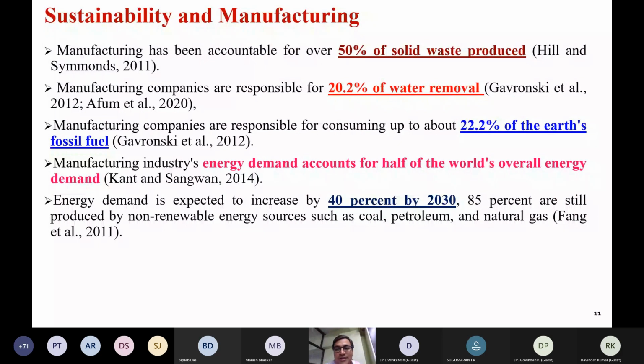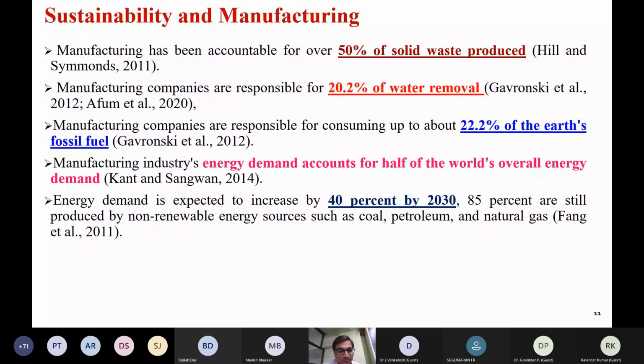Researchers have quoted this kind of data. 20.2% of water removal is done by the manufacturing industry. 22.2% of the Earth's fossil fuel is used by manufacturing companies. And energy demand accounts for half of the world's overall energy demand. Oh my God, it's a very big thing. If the world needs 100 units of energy, then 50% is demanded by the manufacturing industry.